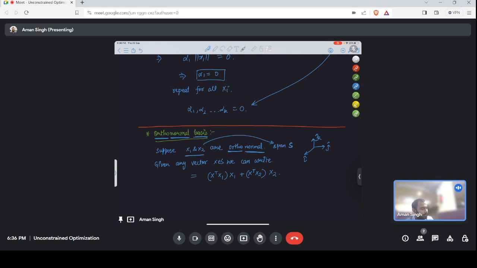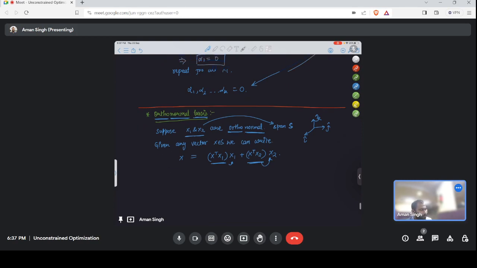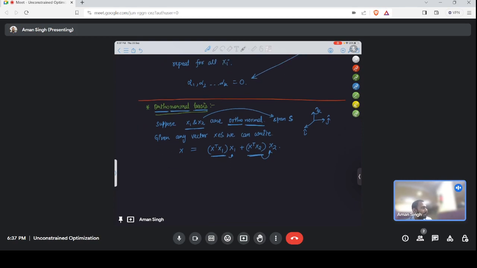So what this means is this is the component on x1 times the x1 direction, and the component on x2 times the x2 direction. That's what it's saying. This is how we can write x. Any x can be represented like this. But for representing it like this, we'll require orthonormality of x1 and x2. So let's just look at it in terms of a diagram.